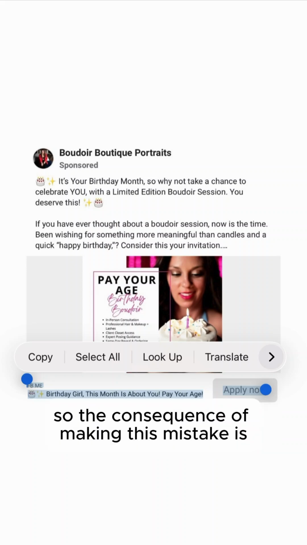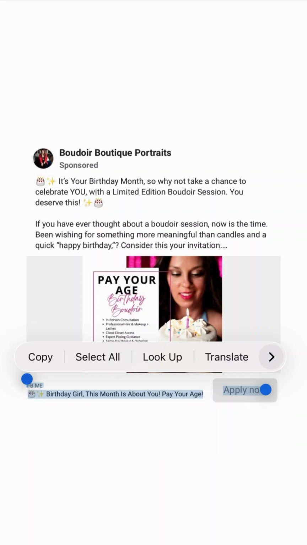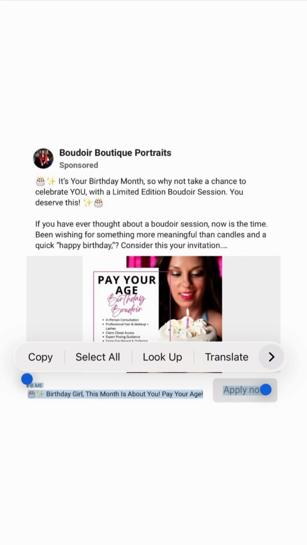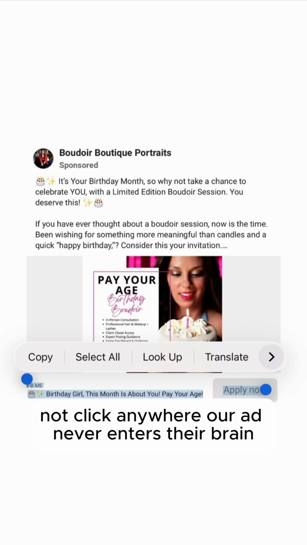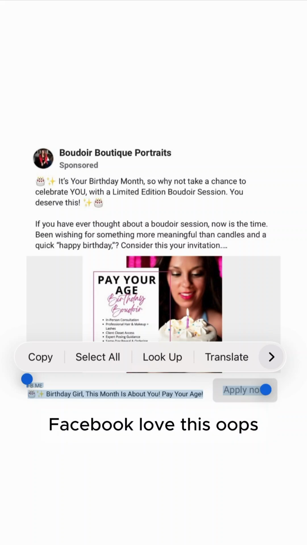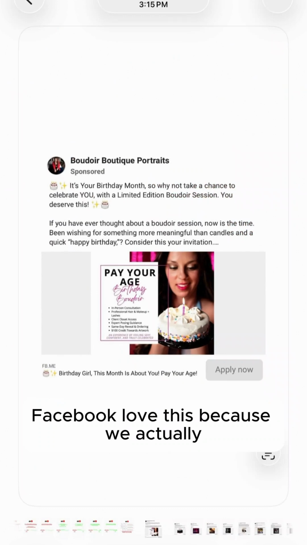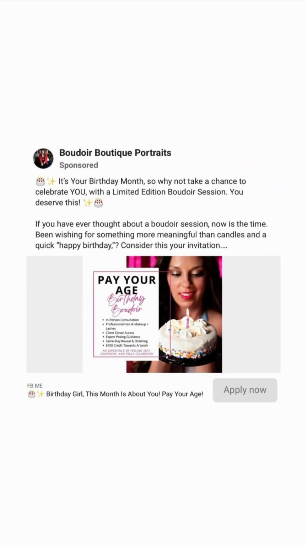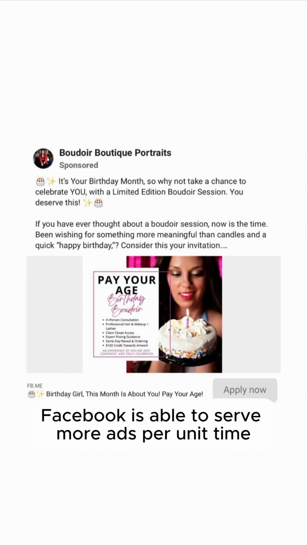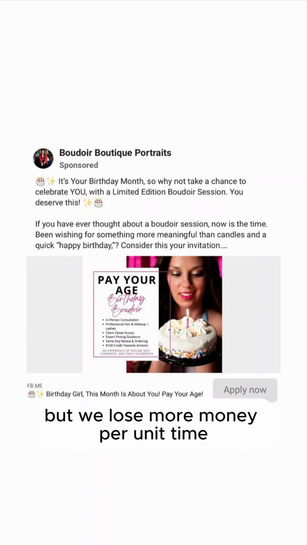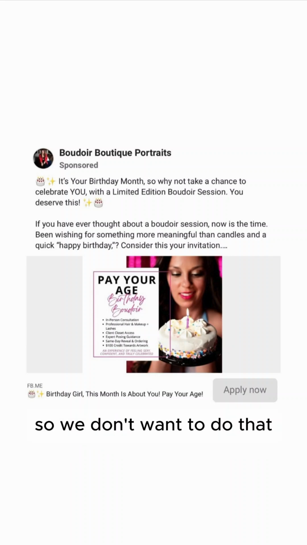The consequence of making this mistake is that we're going to have way more women scroll by our ad than necessary. They don't click anywhere, and our ad never enters their brain. Facebook loves this because Facebook's able to serve more ads per unit time and make more money per unit time, but we lose more money per unit time. So we don't want to do that.